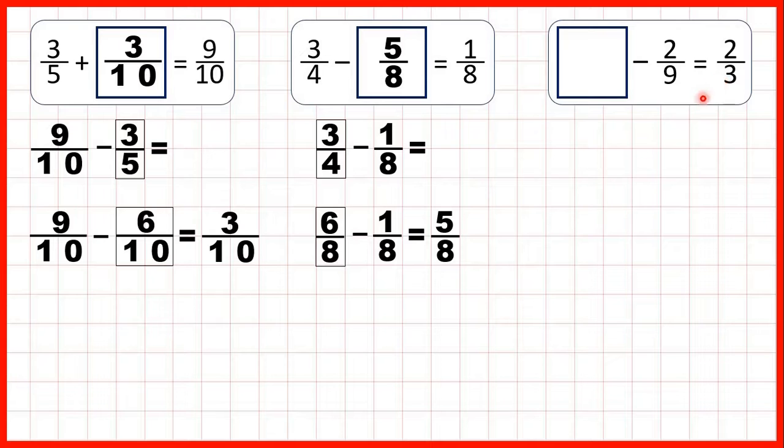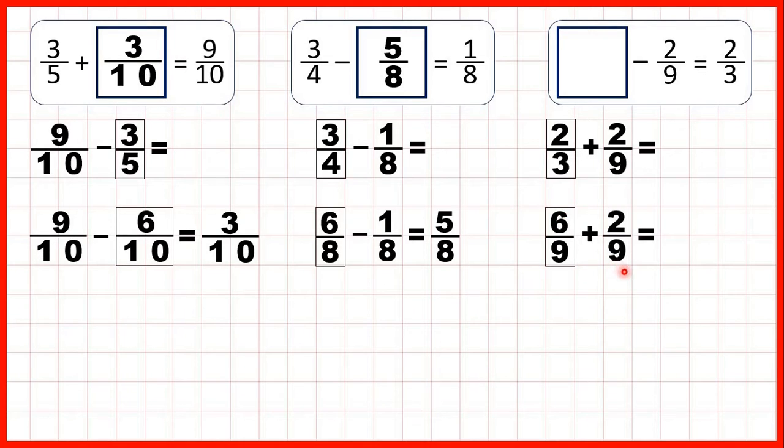And here, we need to use addition to find our missing number, because remember, subtraction problems can be read backwards as addition problems. So if we work out 2/3 plus 2/9, that will give us our missing number. Again, we need the denominators to be the same, so instead of 2/3, we can have 6/9. That's equivalent because 3 times 3 is 9, and 2 times 3 is 6. So now we can add 2/9, the denominator stays the same, and 6 plus 2 is 8. So our missing fraction is 8/9.